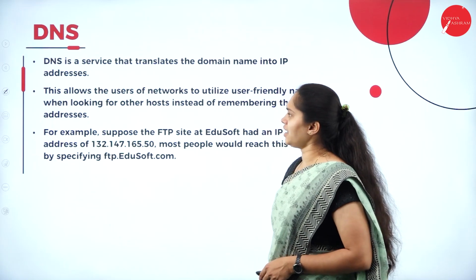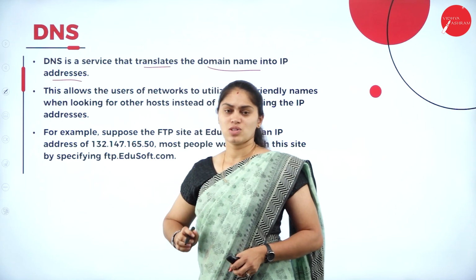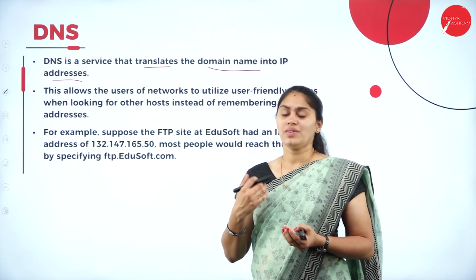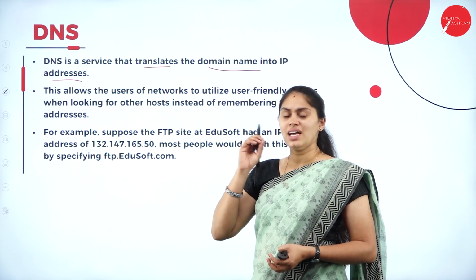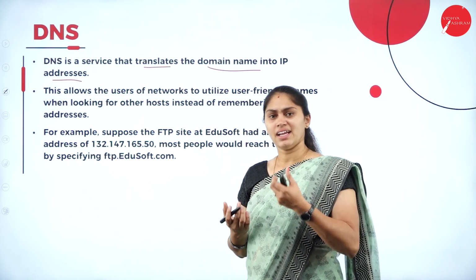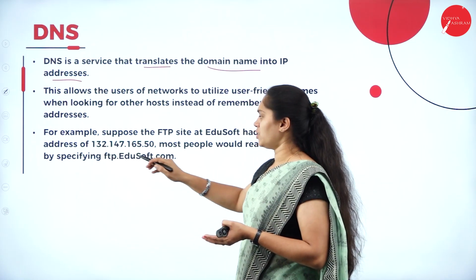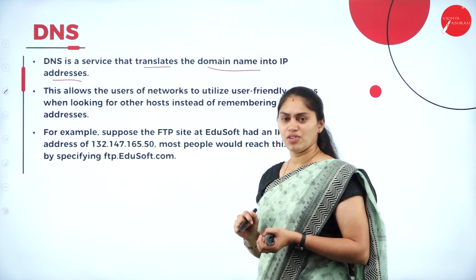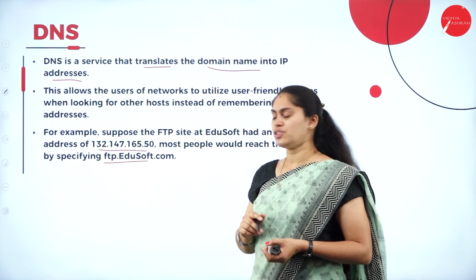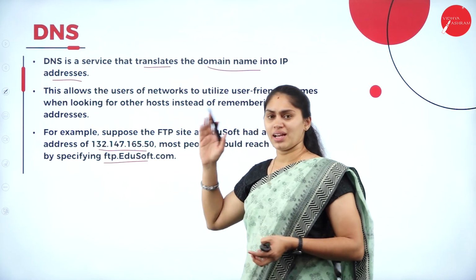So here you can see that it is a service that translates the domain name into an IP address. So what is it doing? It is translating the domain name into an IP address. It is difficult to remember the IP address, that means you need to remember the number. Instead of remembering a number, I can remember the name of that particular domain. Instead of saying 132.147.165.50, or remembering it, if I say ftp.edusoft.com, which is more convenient, this is more catchy than remembering the number.